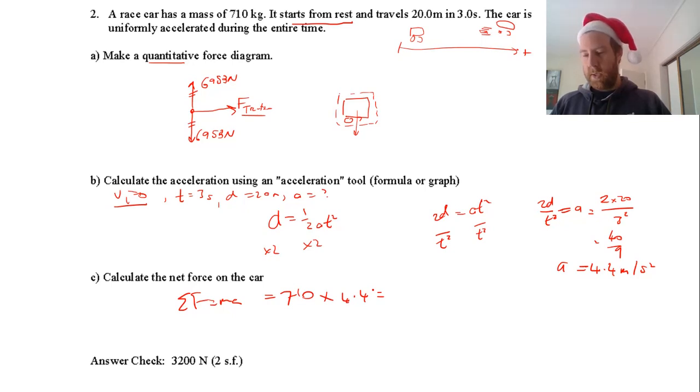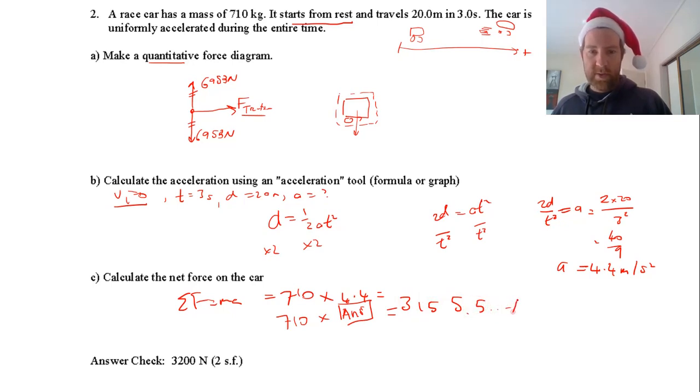So times 17 equals, and by the way, in my calculator, I didn't put 4.4. I used the answer button because this had more decimal places, and I wanted to keep them going through the calculations right till the end. So I did 17 times answer, and that gave me 3155.5 recurring, and that is newtons. If I put that into two significant figures, because this is 3 significant figures, and this is 2 significant figures, I round this 5 up, so it becomes 3,200 newtons.